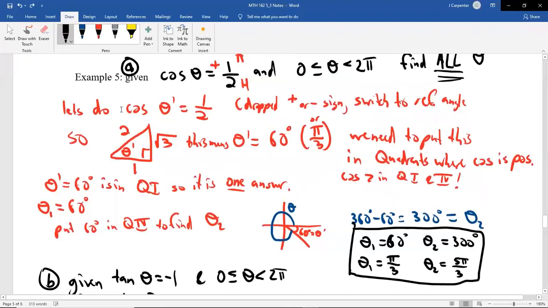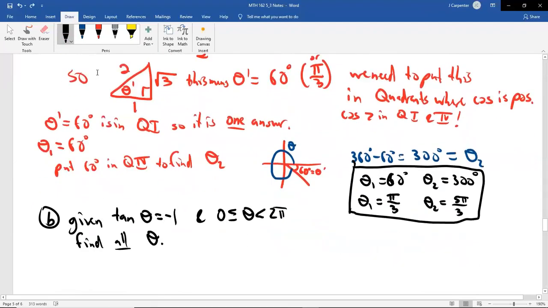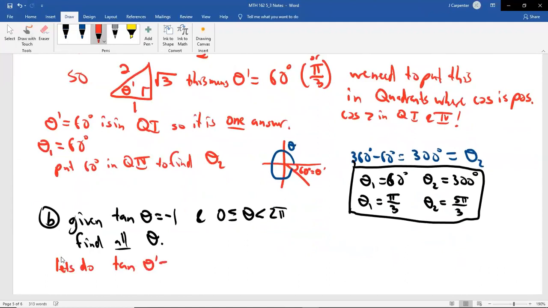We need to set up the reference angle problem, which means we'll ignore the negative sign. So we're going to try and use the same language. Let's do the tangent of theta prime equal to 1. So I've just dropped the negative sign. If the tangent of the angle is -1, that means the tangent of the reference angle has to be +1 because there's no negatives with reference angles.